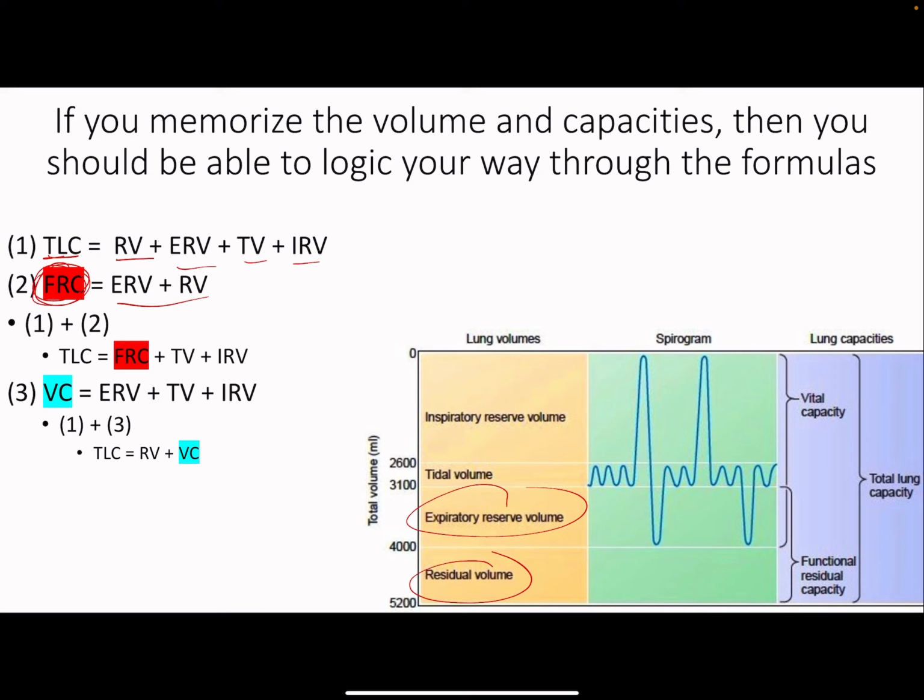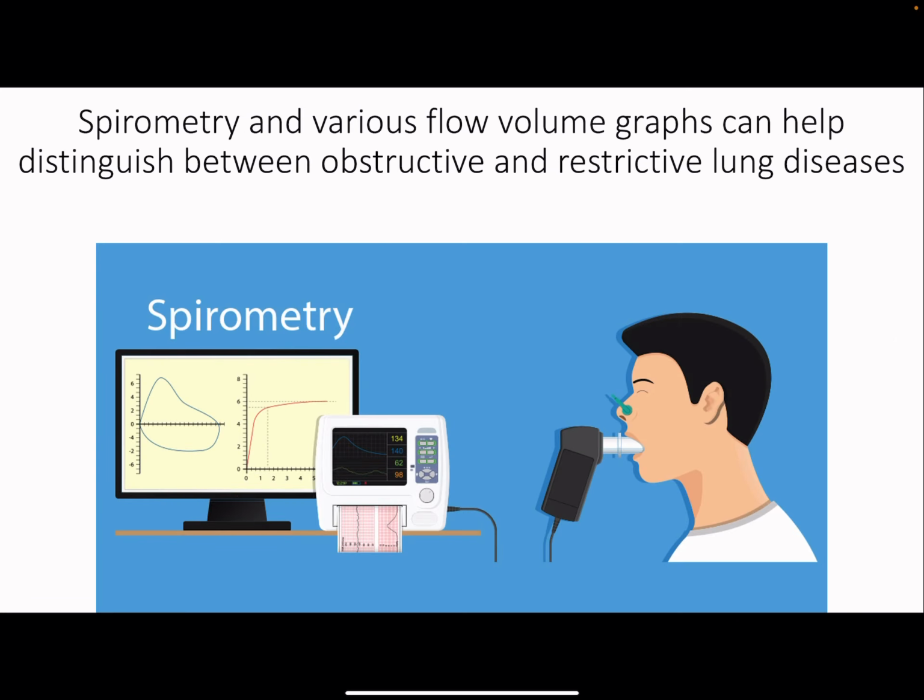If we combine these two formulas that we just saw, we can redefine the total lung capacity as the functional residual capacity, which is really just the ERV plus the RV, plus the tidal volume, plus the inspiratory reserve volume. Third, vital capacity can also be defined as the expiratory reserve volume plus the tidal volume plus the inspiratory reserve volume. So these three things together are the vital capacity. Combining formulas 1 and 3, total lung capacity can be defined as the residual volume plus the vital capacity.